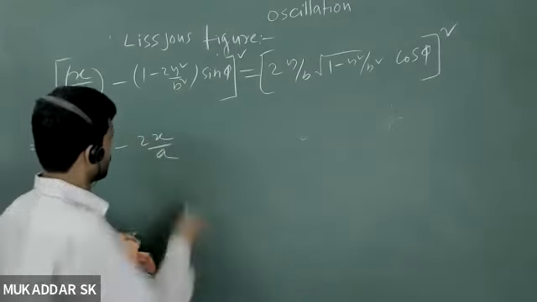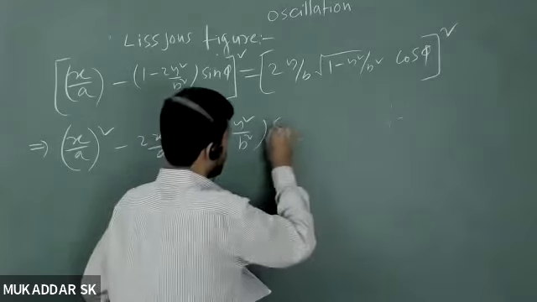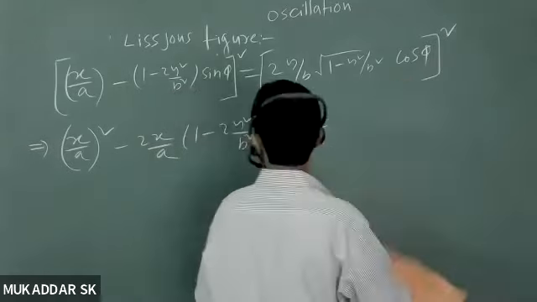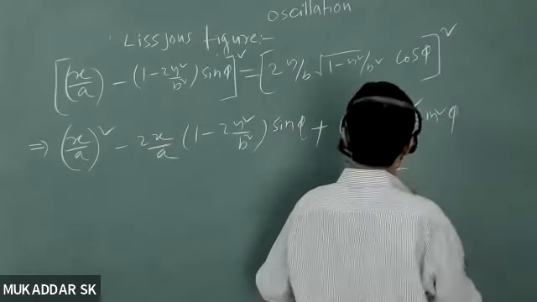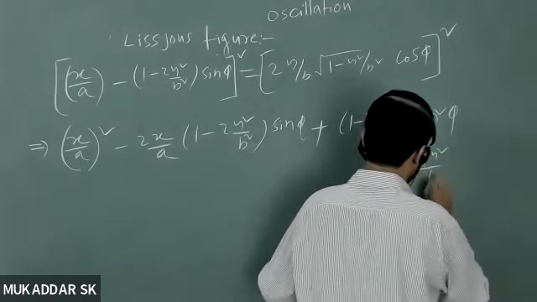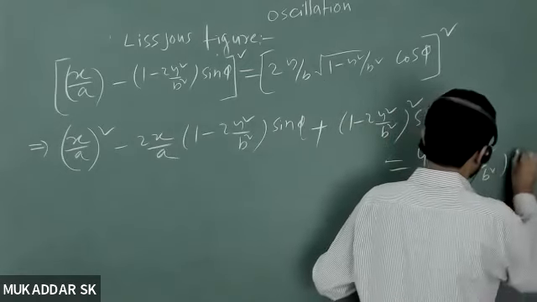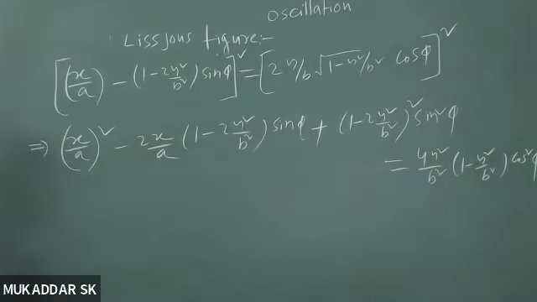Then you have to take this term, that is 1 minus 2y square by b square sine of phi. Then the last term will be 1 minus 2y square by b square whole square sine square phi, and that should equal 4y square by b square times 1 minus y square by b square, then cos square phi. Okay, is that fine? Did you understand this much? Yes, sir. Okay.